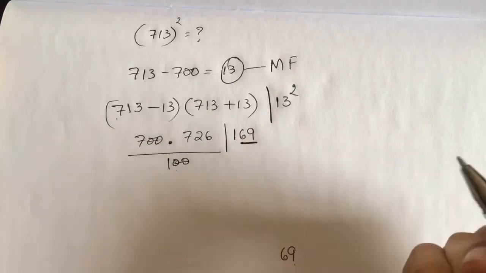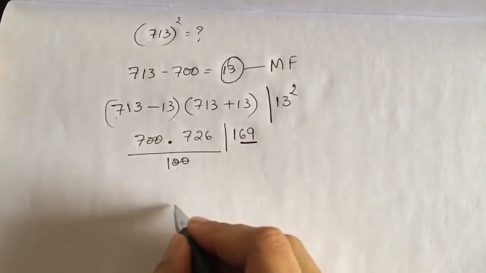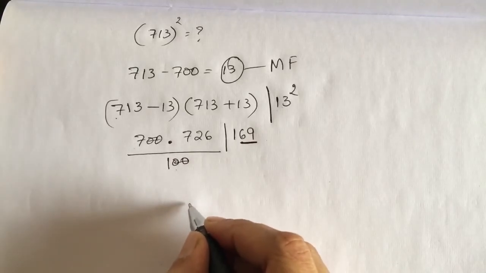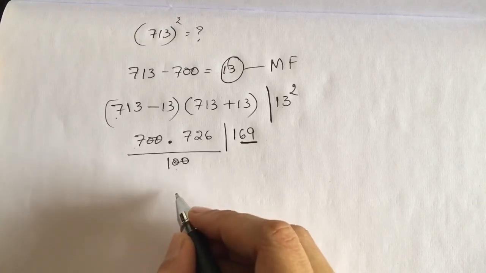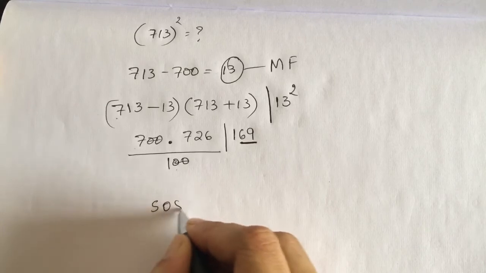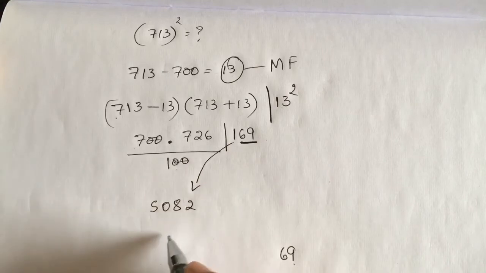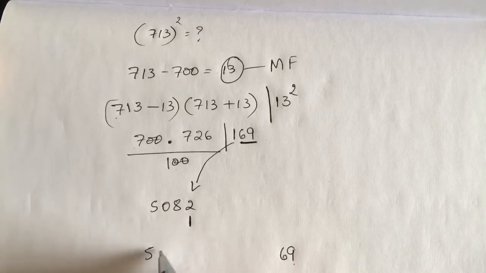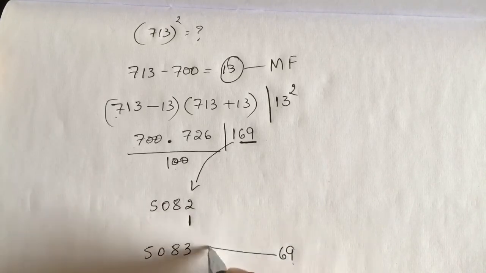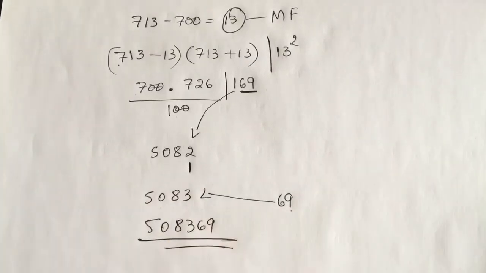So from this goes, then 7 into 6, multiplying this, I'm sorry. Yeah, so that I'm getting 5082. Then I need to add this 1 to here, so that's 5083, and this over here, so it's 508369.